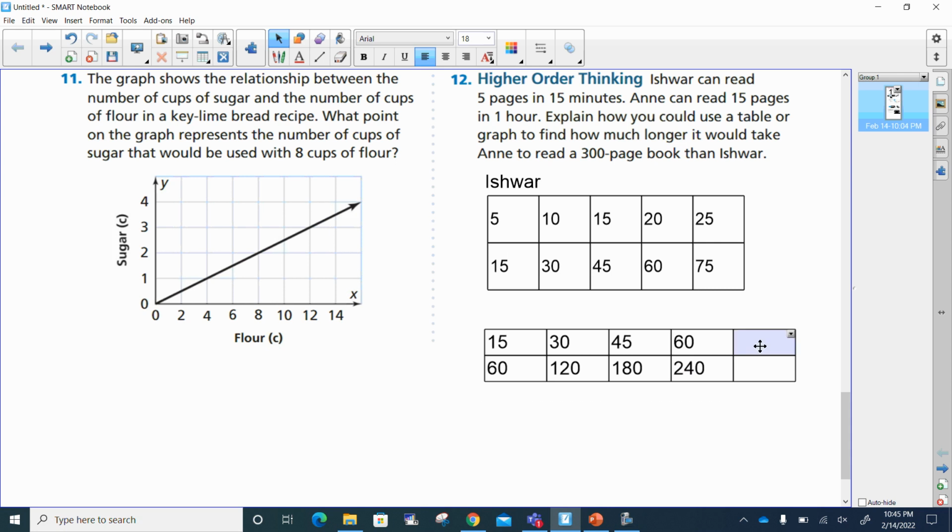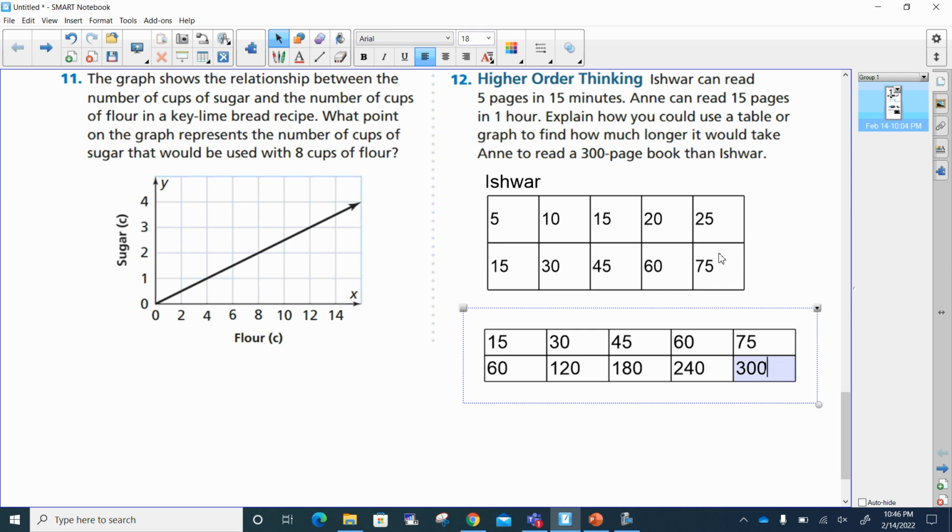Okay. And so now here, adding another 15 would be 75. And we said this was 240. So this one is going to be 300. Okay. And now it says, explain how you could use a table or a graph to find how much longer it would take Anne to read 300 pages than Ishan.